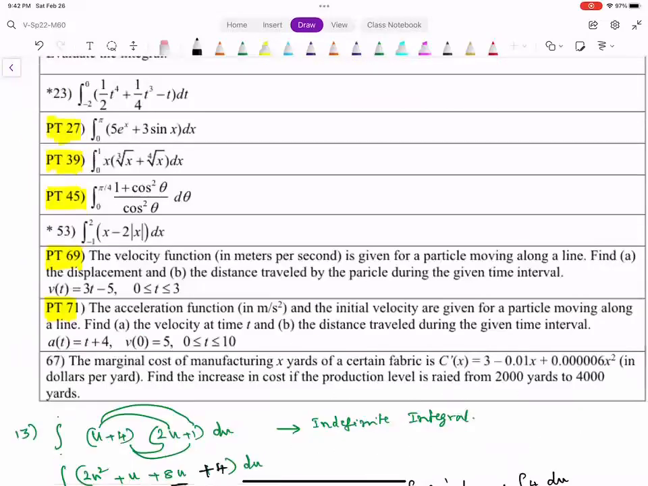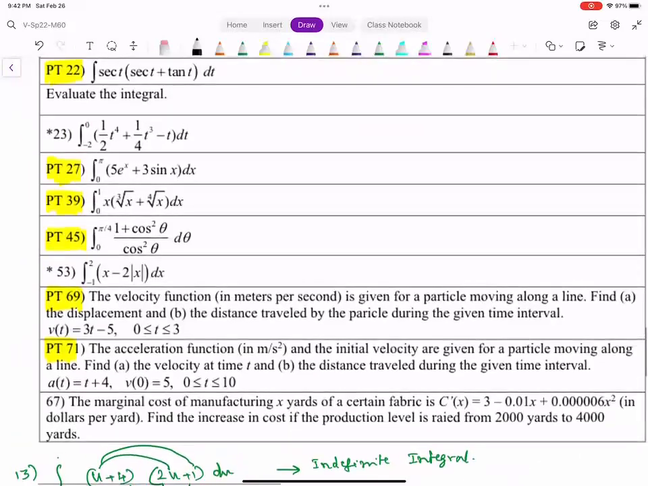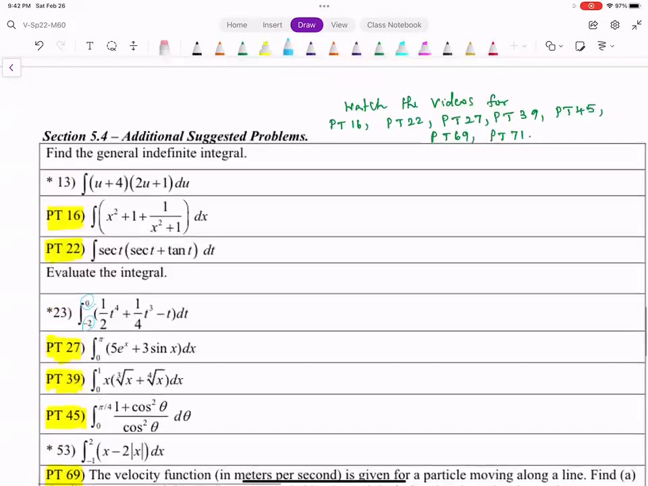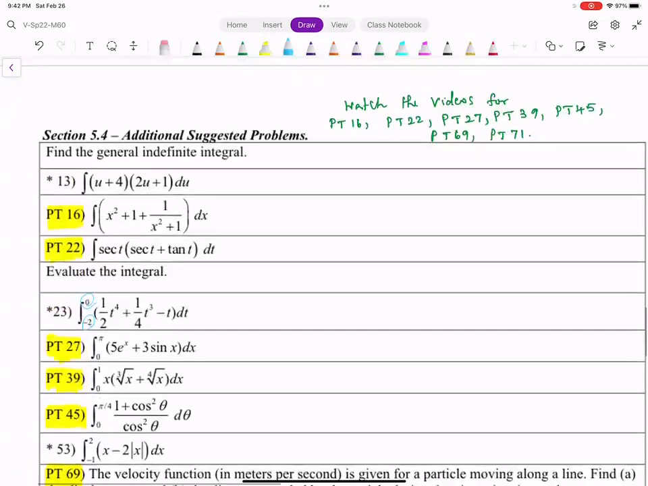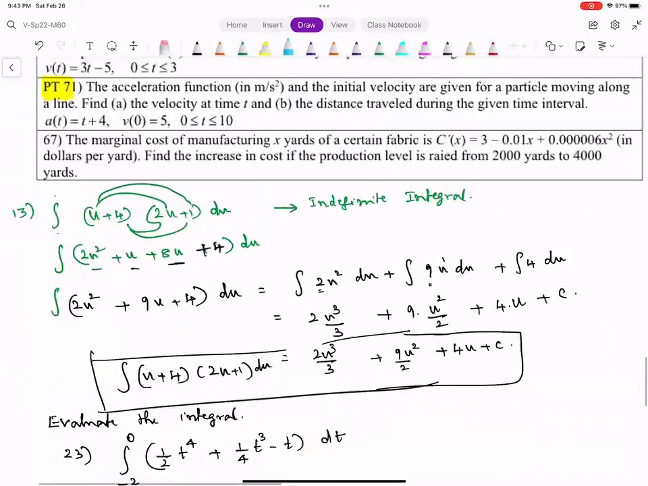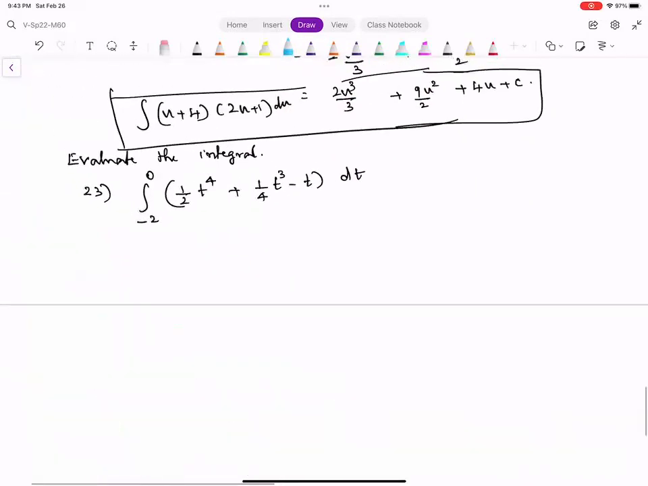Let's try another problem which involves a definite integral, where you see a lower limit and an upper limit. We'll try one of those. And then many other problems are done in the video. Please check them out. So the integral from -2 to 0 of half t to the power 4 plus quarter t cube minus t dt. So let's try that problem. This being a definite integral, it is definite because of the lower limit and upper limit being present.